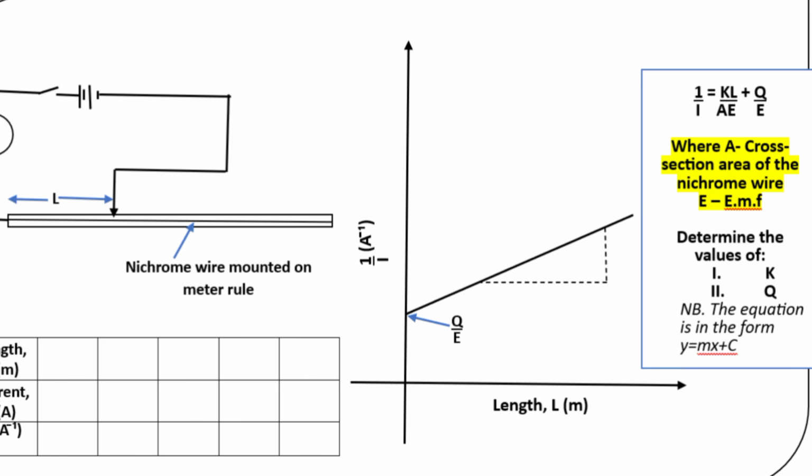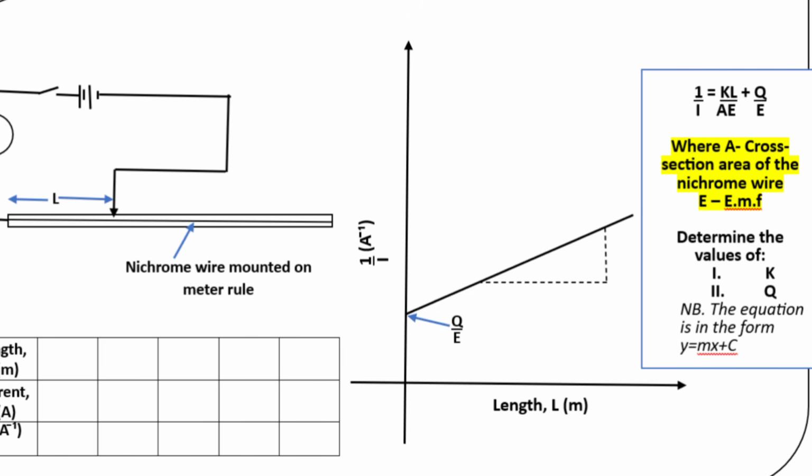So in this case, you are given the general equation, 1 over I equals KL over AE plus Q over E, whereby you already got A, the cross-section area of the nichrome wire above. For that case, you normally use the micrometer screw gauge. First of all, you determine the diameter of the nichrome wire, and from there you get the cross-section area by applying pi r squared, but in SI units.